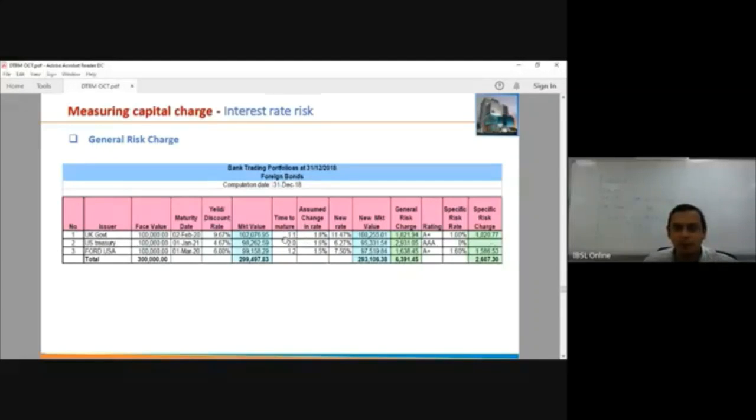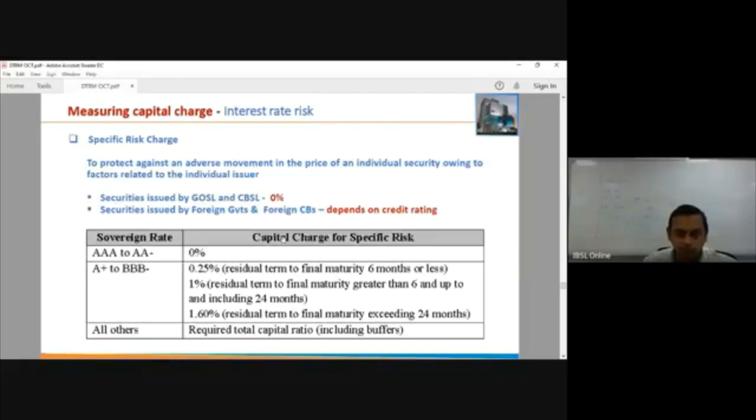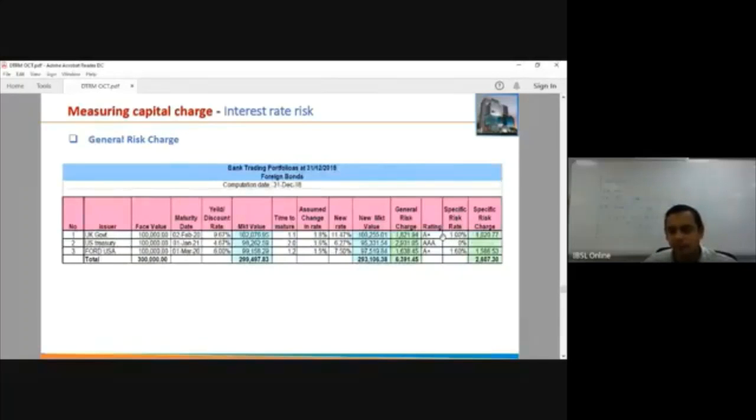For UK government, the remaining maturity is 1.1 year. So that means it's more than 6 months, but less than 24 months. Therefore, the assumed change should be 1%. So you put the specific risk charge as 1%. Then we'll check the corporate, the US Ford corporate company. So now the rating is A+.